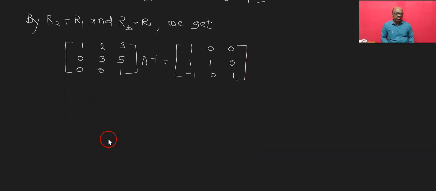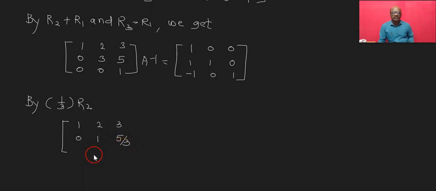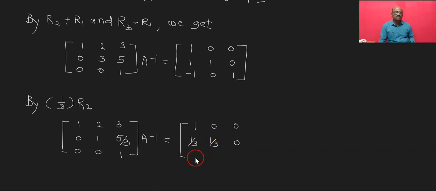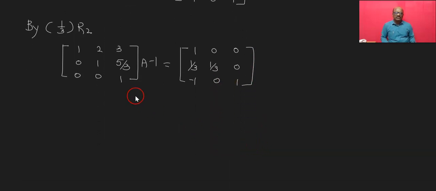Okay, now next we will make this element a 1 by 1 upon 3 R2. Therefore, here is 1, 2, 3, 0, 1, 5 upon 3, 0, 0, 1 into A inverse, and here is 1, 0, 0, 1 by 3 R2, here is 1 upon 3, 1 upon 3, 0, next is minus 1, 0 and 1.